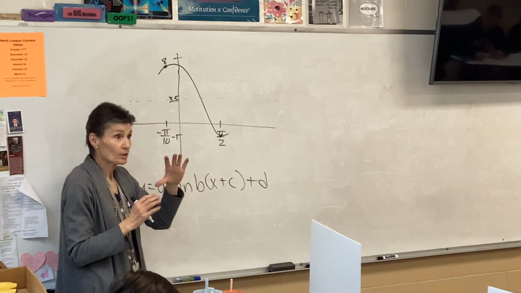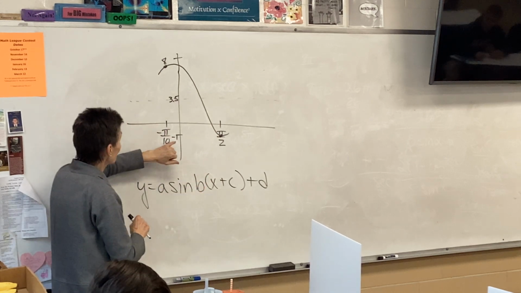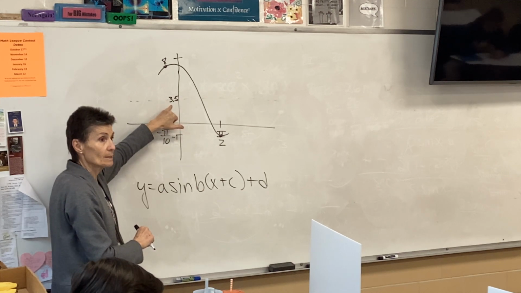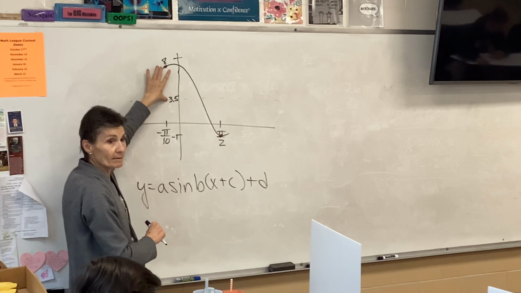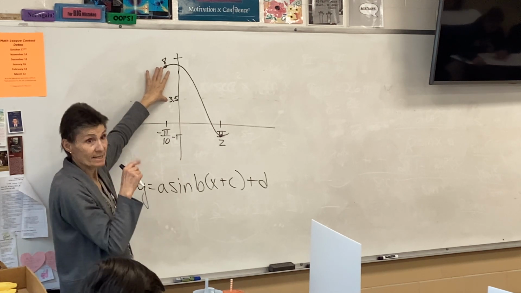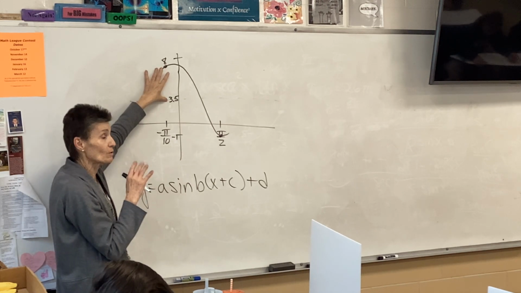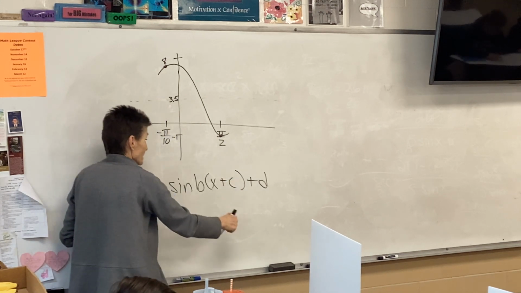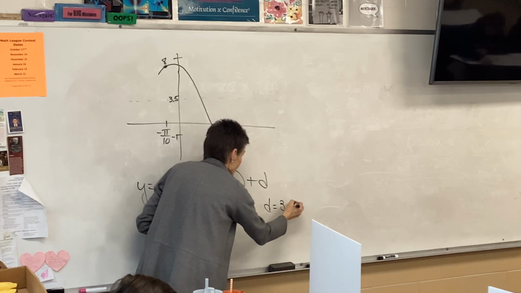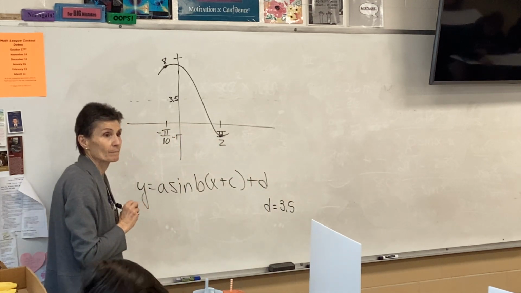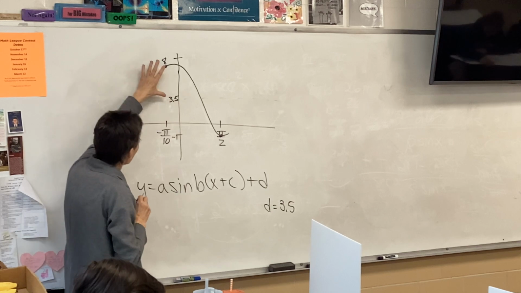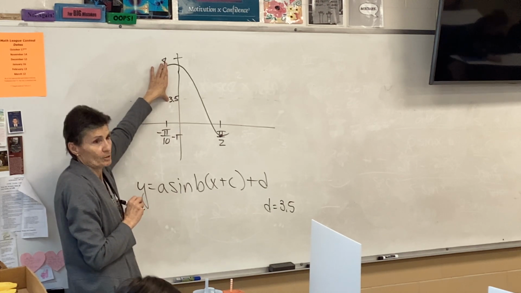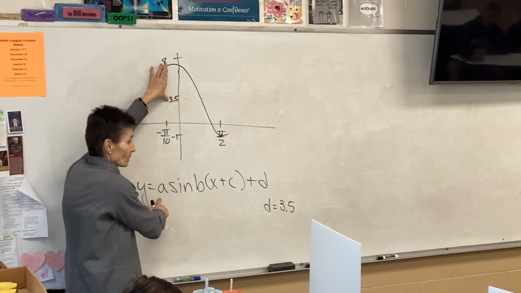Now, can you check your work? How far is it from negative 1 to 3.5? 4.5. How far is it from 3.5 to 8? 4.5. It has to be the same, right? So you can check your work if you're not sure of your arithmetic. Okay, so that is D. Would everybody agree D is going to be 3.5? Now, if that's 3.5 and the maximum is at 8, then what is my amplitude? What's my A value? 4.5.